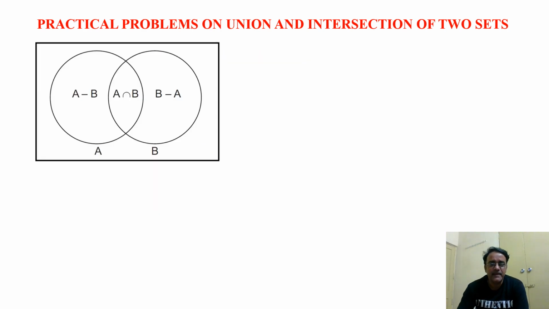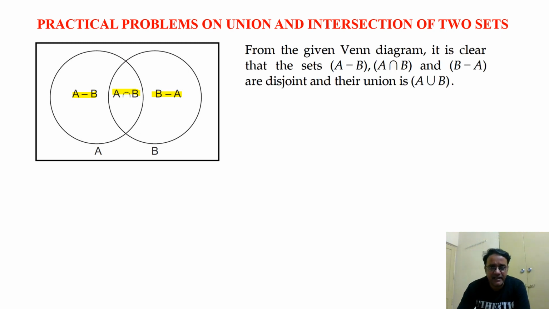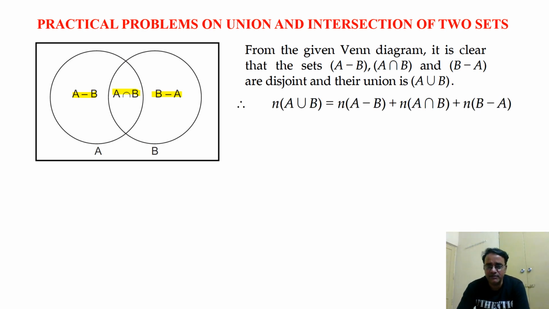Now let us take the case when there is an intersection between these two. See this part, the intersection part, and this is A minus B, all elements of A which do not belong to B, and this is B minus A, all elements of B which do not belong to A. From the given Venn diagram it is clear that these three, A minus B, A intersection B, and B minus A, together will form A union B, and these three sets are disjoint sets.